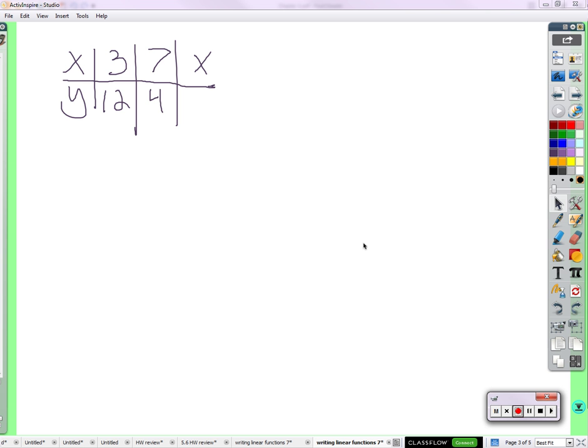M&M's. Chips. It seems like chips. Chips are bigger than an M&M. You can eat a lot at one time. Okay, let's try chips. It takes a little bit of time to eat a chip. And let's see if that makes sense here.